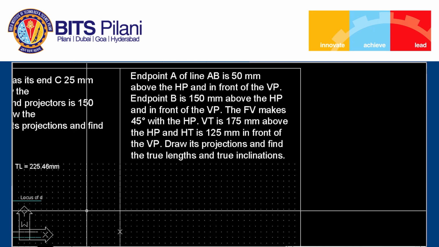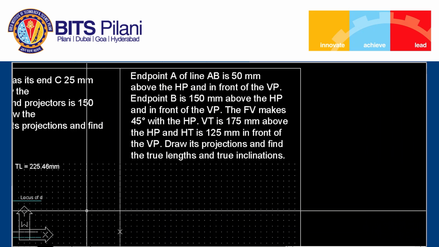So for this problem, points HT and VT are also given. So line AB, one end A is given 50 millimeter above HP and it is in front of VP, but no information how much distance in front of VP.